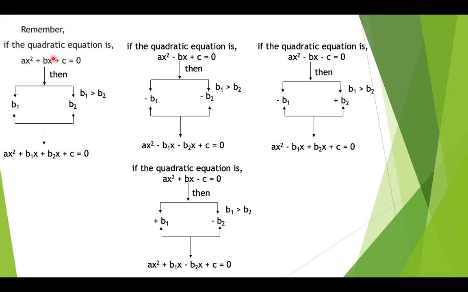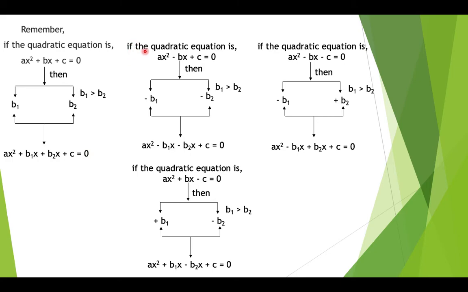If the quadratic equation is ax square plus bx plus c, that is, the signs of both of them are positive, then we can say that if b1 is greater than b2, we can split this quadratic equation as ax square plus b1x plus b2x plus c is equal to 0.